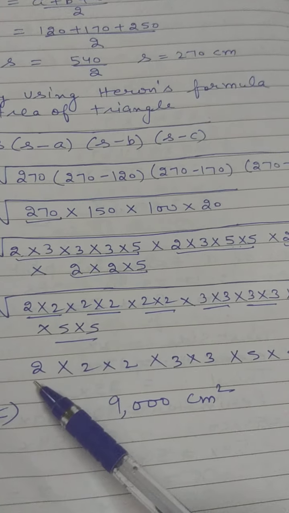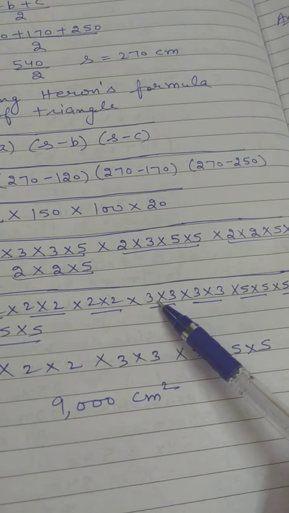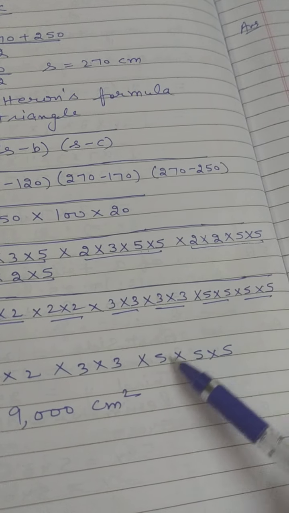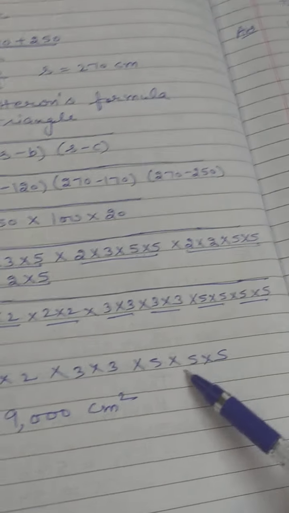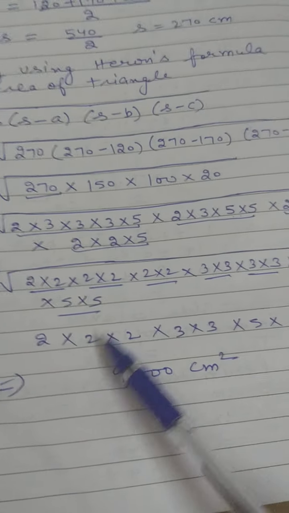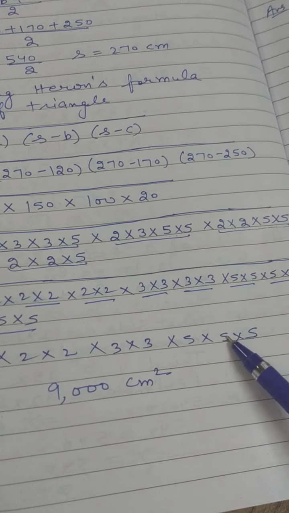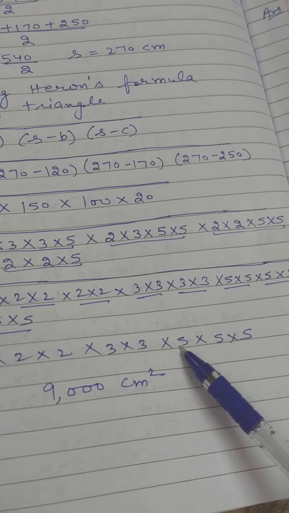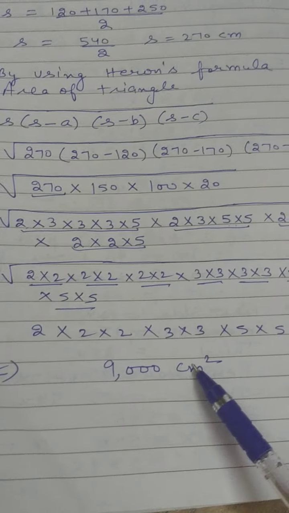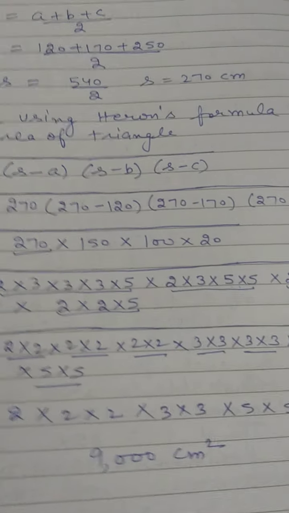From a pair of 2 into 2 we get 2, from another pair of 2 into 2 we get 2, from a pair of 3 into 3 we get 3, and from a pair of 5 into 5 we get 5, and again from pairs of 5 into 5 we get 5. So 2 to the 4, 4 into 8 is 8, 8 into 3 is 24, 24 into 3 is 72, 5 into 5 is 25, 25 into 5 is 125. 72 into 125 we get 9000. 9000 centimeter square is the required answer.